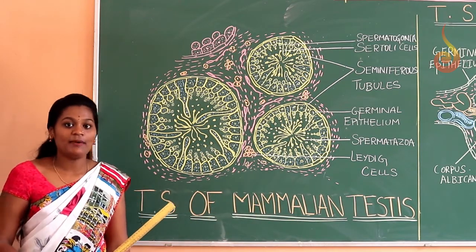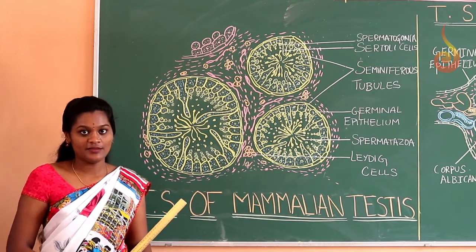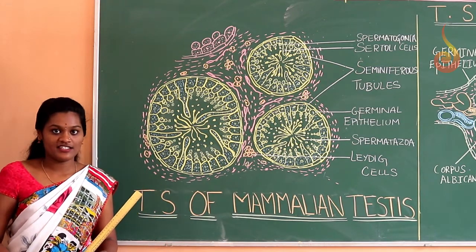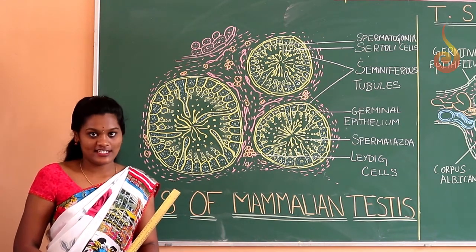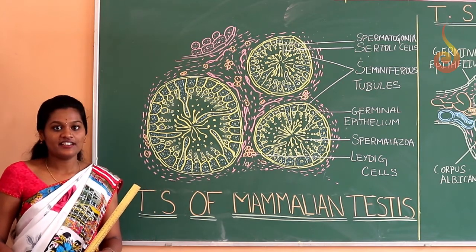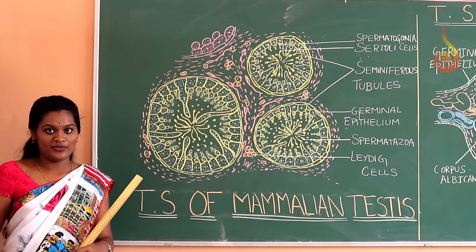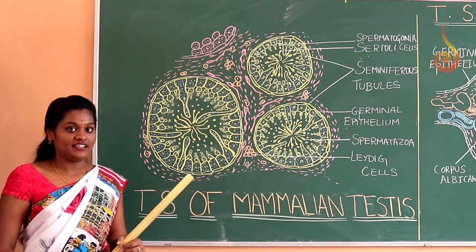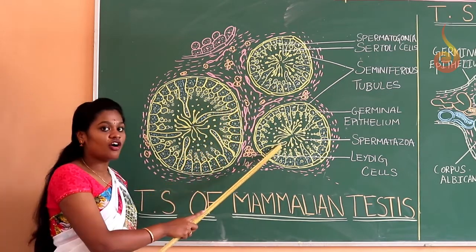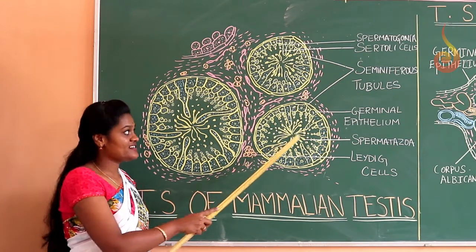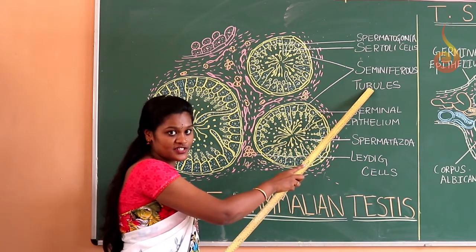So testis is a part of male reproductive system. A pair of testes is present in male reproductive system. Each testis contains 250 lobules known as testicular lobules. Each lobule contains 2 to 3 coiled tubules called as seminiferous tubules.